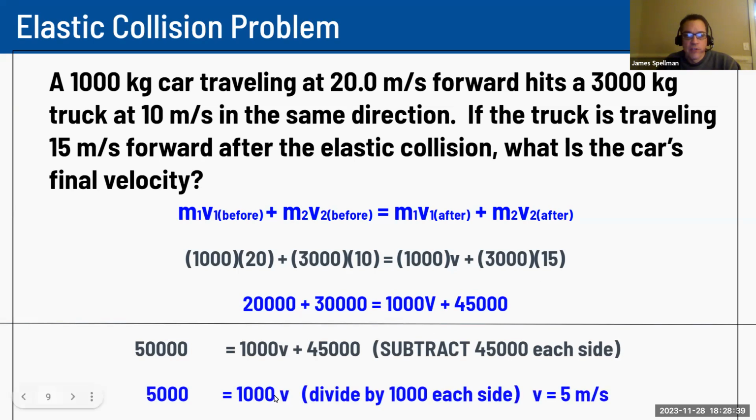And then divide out the 1,000, and that would tell us that the car was going 5 meters per second. And that seems reasonable because the car was going 20 and the truck was going 10. The truck is now going faster. And so what we should expect is if one object ends up going faster, the other object should end up going slower in an elastic collision. So that's one of the ways you can double check your work. The truck goes faster, so the car ends up needing to go slower, and 5 is less than 20. So that seems like a reasonable answer.